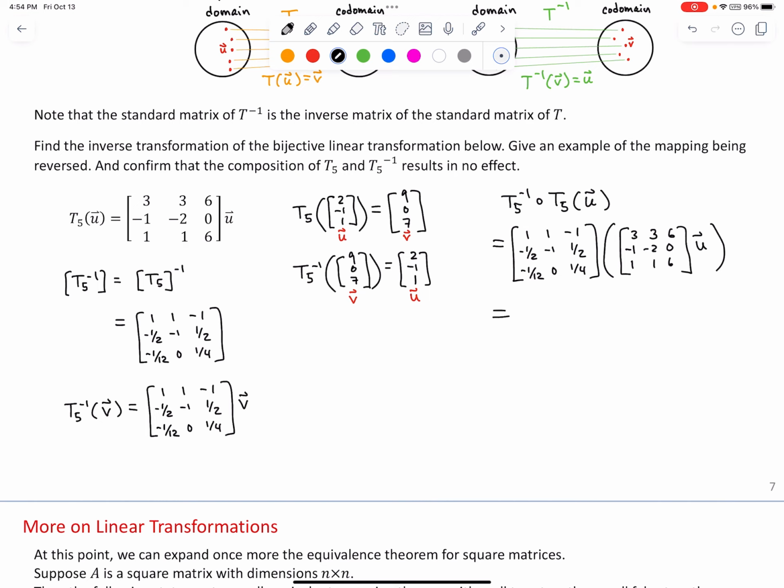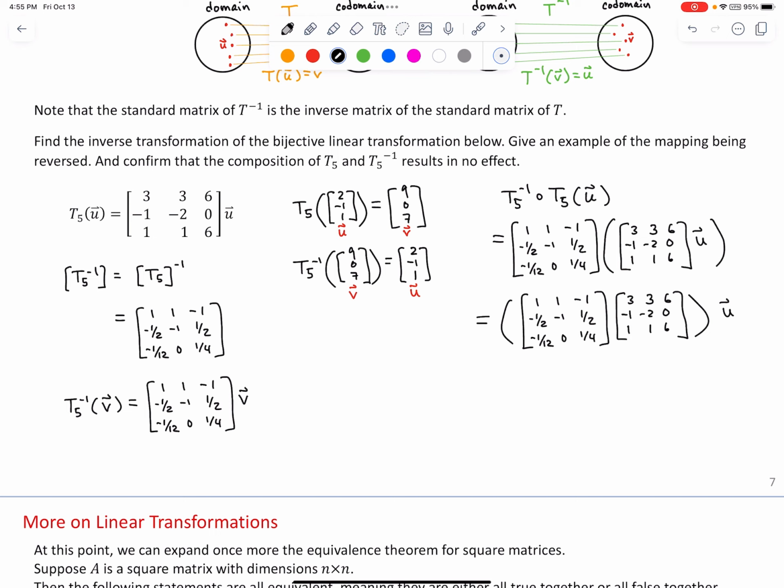Now, because matrix-matrix multiplication is associative, I can instead multiply the matrices together first, as such. And of course, multiplying a matrix with its inverse just produces the identity matrix, in this case I sub 3, and then we can multiply that by vector u, and the identity matrix times anything doesn't change it. So in the end, when we begin with u and plug it into T5, and then take that result and plug it into T5 inverse, the end result will be right back at u again. Okay, let's go to the next page.